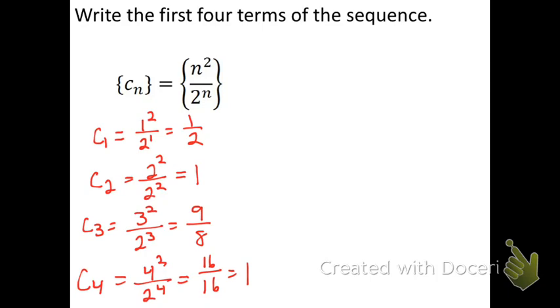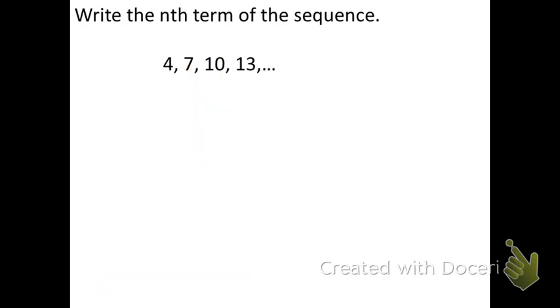Okay, now what if we have a sequence and we need to write down the definition? For example, if we have this right here, we want to know the definition. What's the nth term of the sequence? So we have 4, 7, 10, 13, and we need to follow the same pattern. So what's happening? Well, our first term is 4, and then we're adding 3 each time. If we look, we add 3 to go from one term to the next. 4 plus 3 is 7, 7 plus 3 is 10, 10 plus 3 is 13.